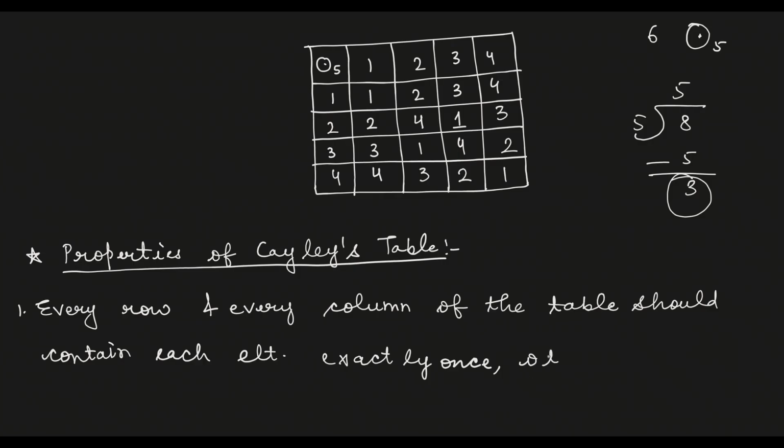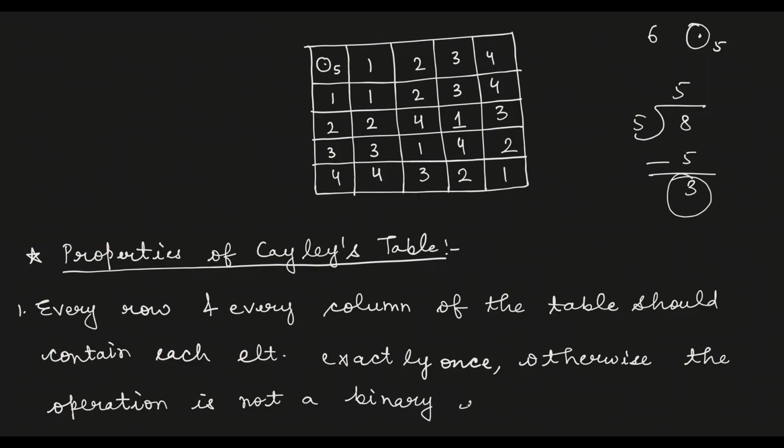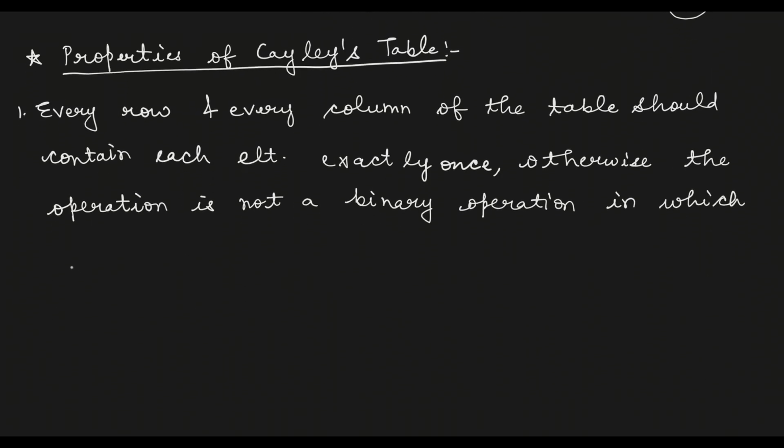Otherwise, the operation is not a binary operation in which cancellation law holds. This means repetition of any element in any row or any column is not allowed. I will discuss this cancellation law also after some properties of Cayley's table.